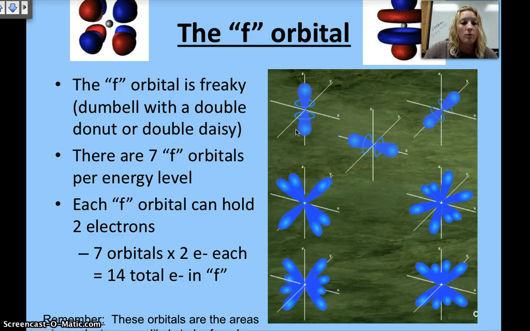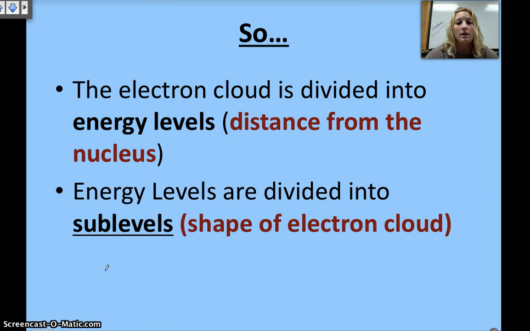All right, so we have 2 electrons that can be held in each F. There are 7 F orbitals that can be out there in that space, so 14 electrons total. This is going to then lead into our final ideas of one thing you have to remember is that electron cloud is divided into energy levels. All that is the distance from the nucleus.